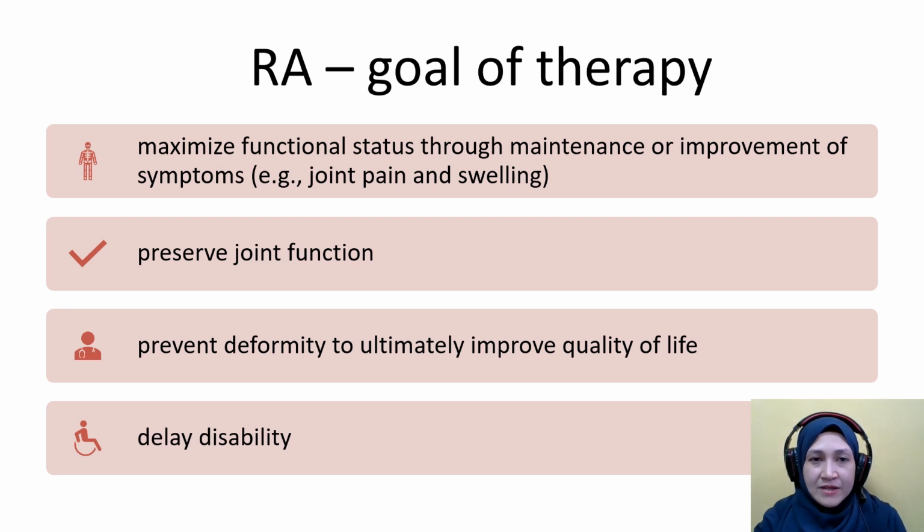The goal of therapy in RA is to maximize functional status through maintenance or improvement of symptoms. So we want to improve the swelling and improve the joint pain, so that the patient can have a preserved joint function, and to perform their daily activities without any pain and swelling, and to prevent deformity, improve quality of life, and to delay any disability because of RA.